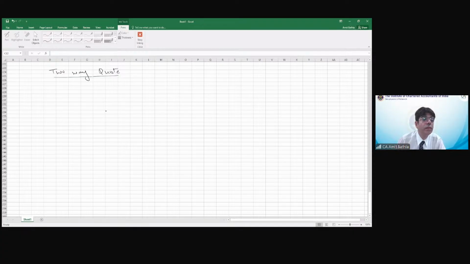All right. So what do you mean by a two-way quote? Essentially, say for example, today if you want to buy a US dollar, then generally your bank is going to quote you $1 is equal to rupees 85, rupees 87. What does this mean? Buy and sell rate. Yes. So this is what we call the bid rate, and this is what we call the ask rate.